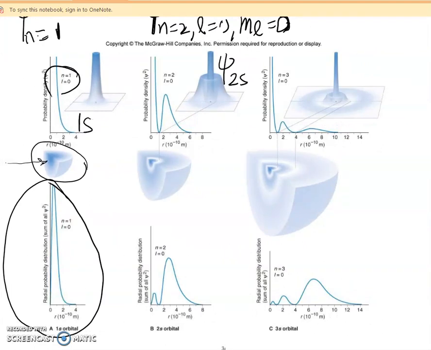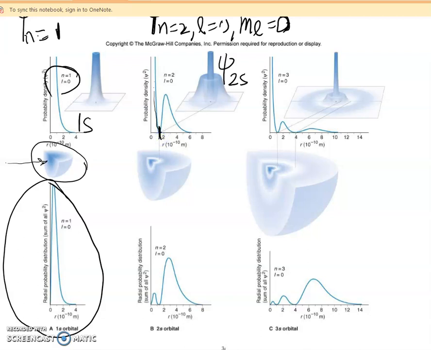We notice that it looks really similar. The radial plot looks similar to the 1s. So it falls off and it goes down, but it reaches this 0 point. Okay, so it goes all the way down to 0. Then it climbs back up again, reaches this peak, and falls down as you move further and further from the nucleus.